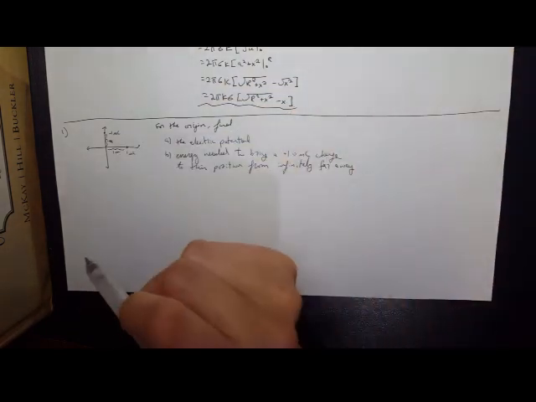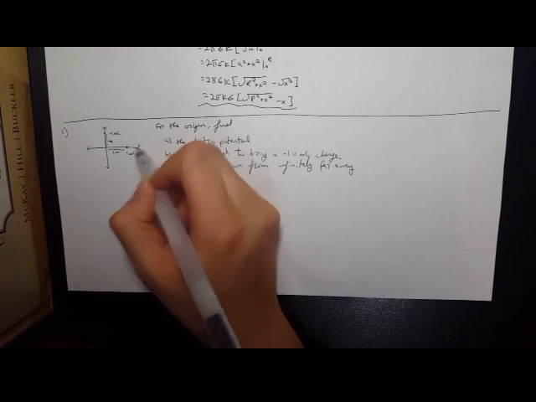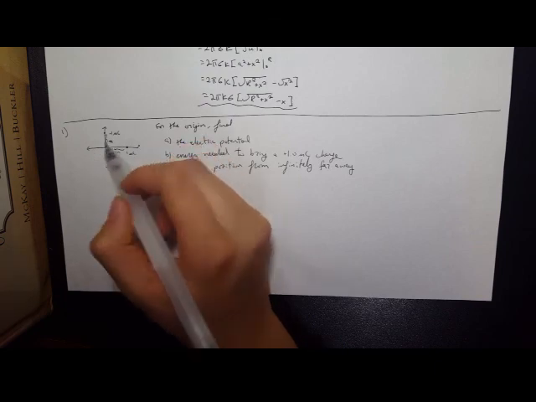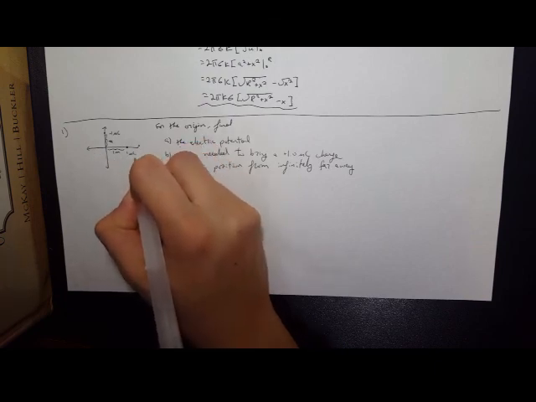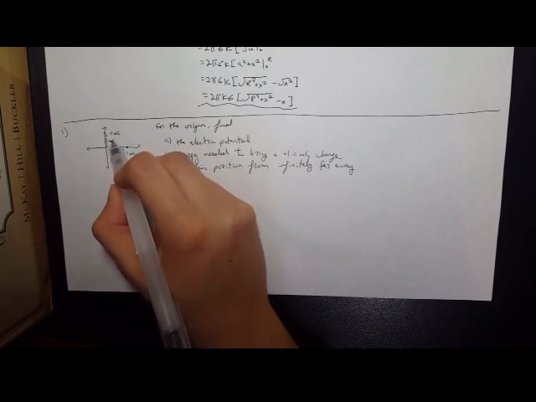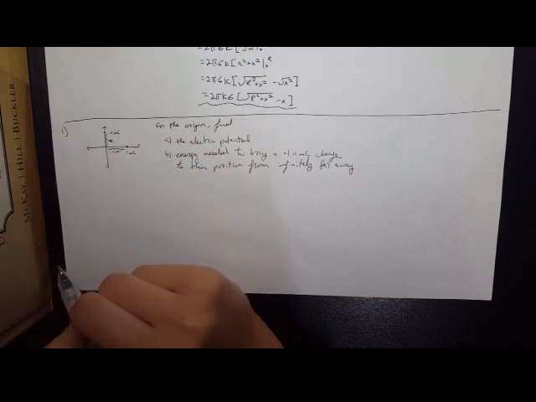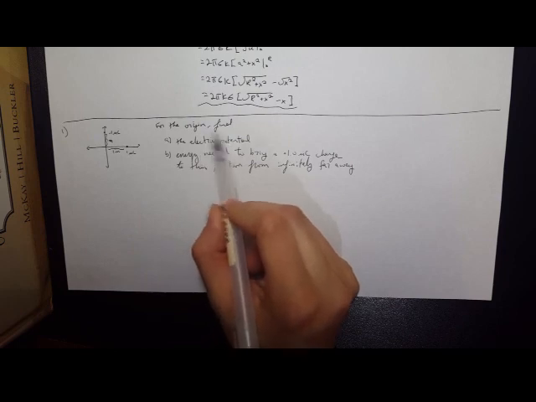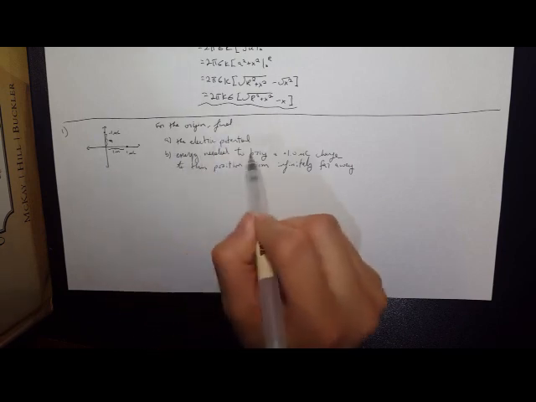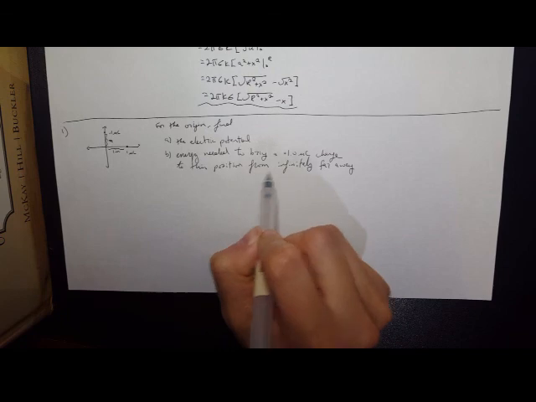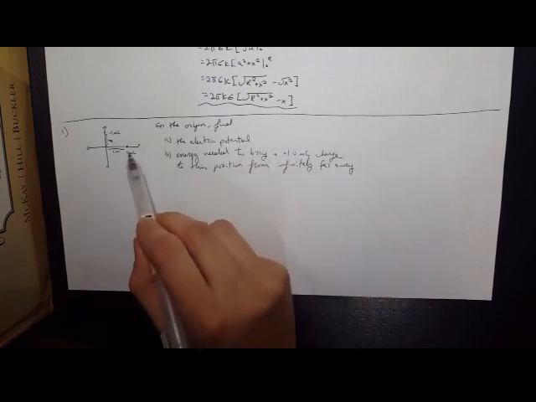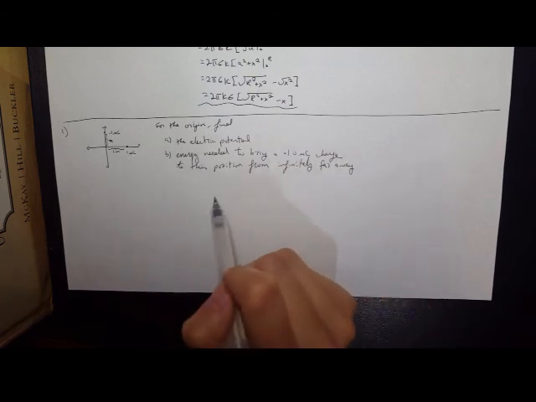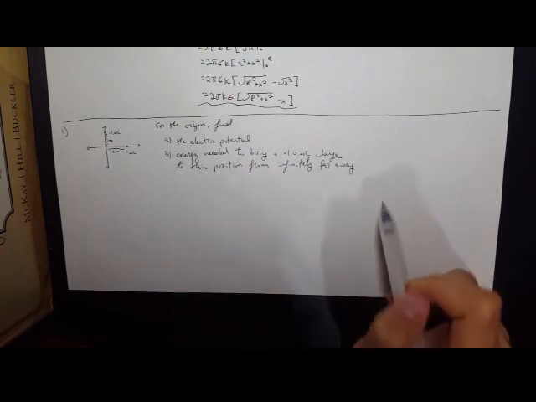So here I've just drawn out our first practice problem. In this case, we're looking at this xy coordinate right here. There's a 1 microcoulomb positive charge 1 meter away from the origin and a negative 1 microcoulomb charge also 1 meter from the origin. So for this problem, we're going to find at the origin first the electric potential, and then the energy needed to bring the 1 microcoulomb charge to this position from infinitely far away.